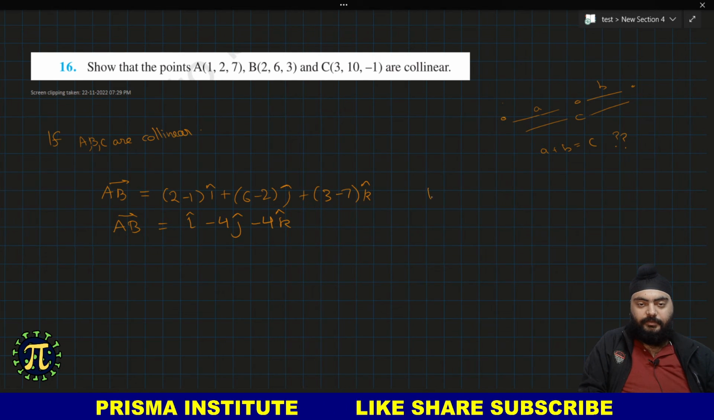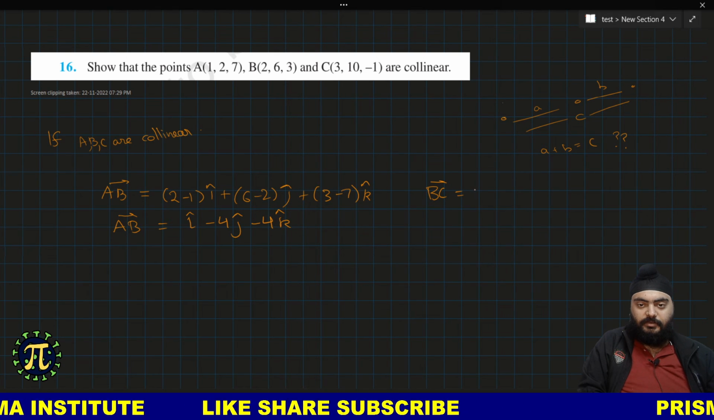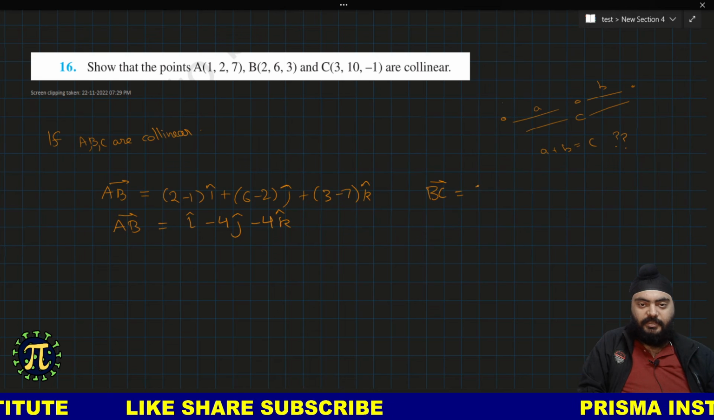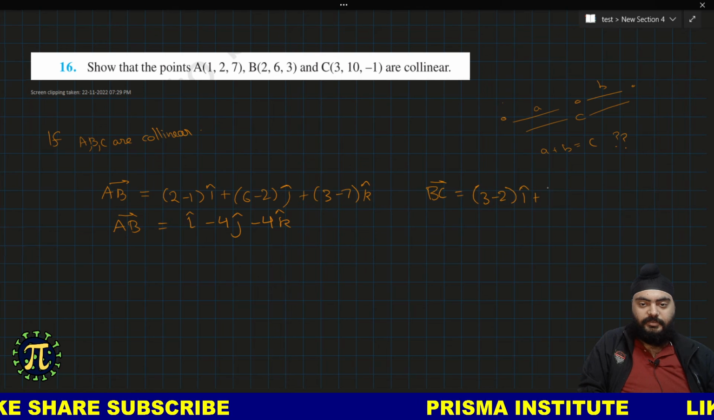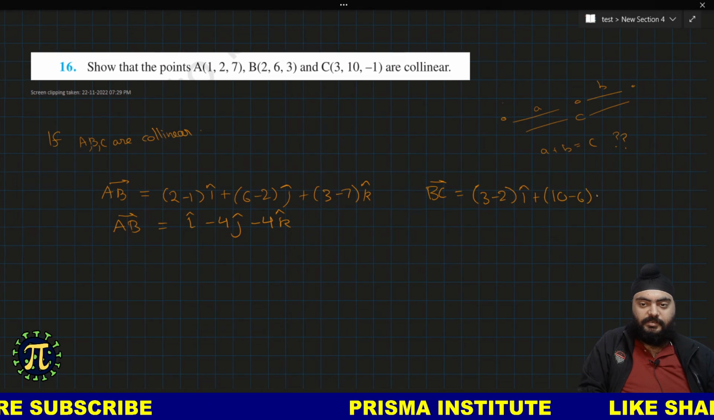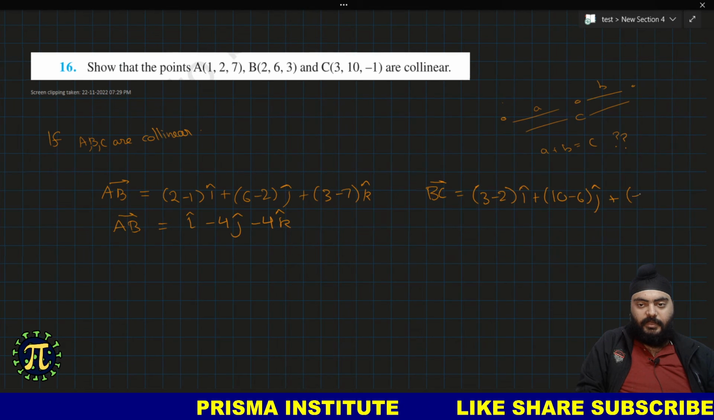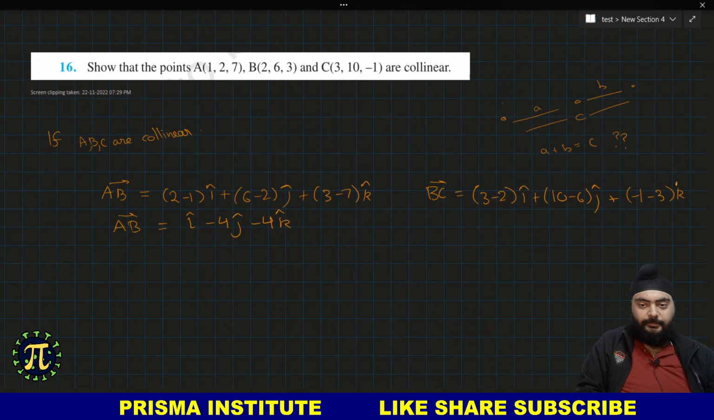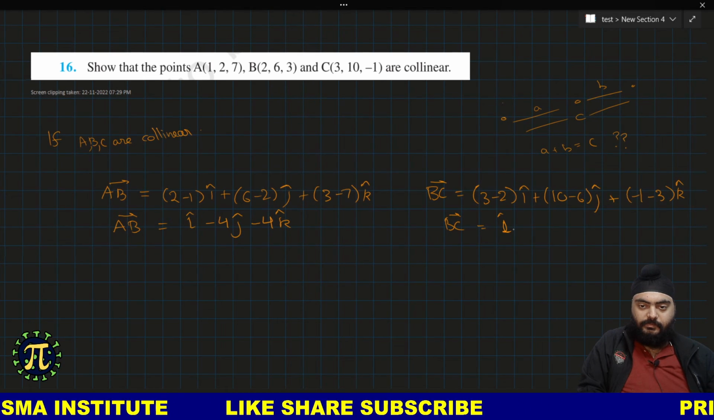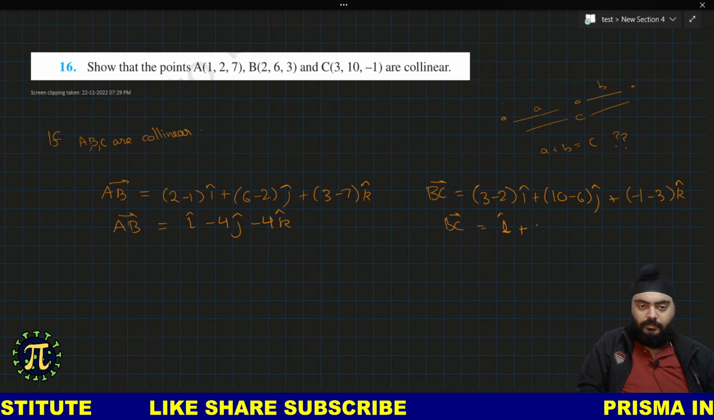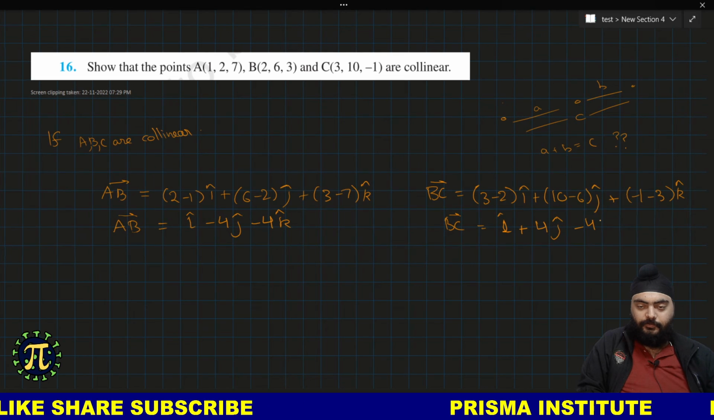Let's find BC vector. BC vector is B to C. So which is final minus initial? So final point is C: 3 minus 2 I cap plus 10 minus 6 j cap plus minus 1 minus 3 k cap. So BC vector is I cap plus 4 j cap minus 4 k cap.